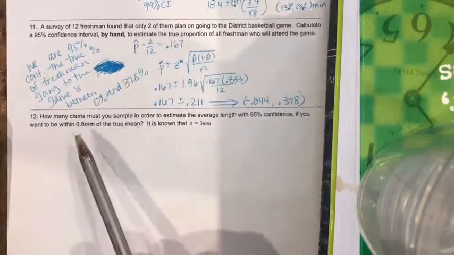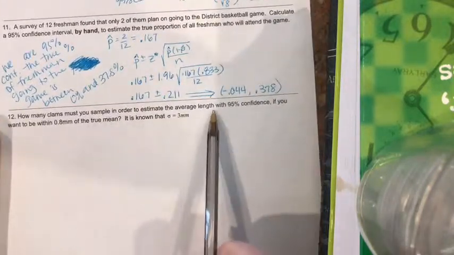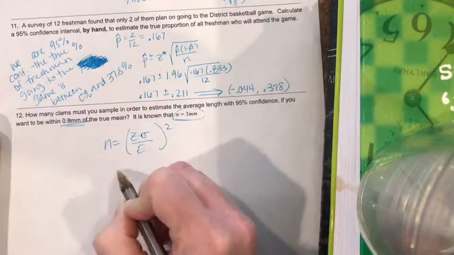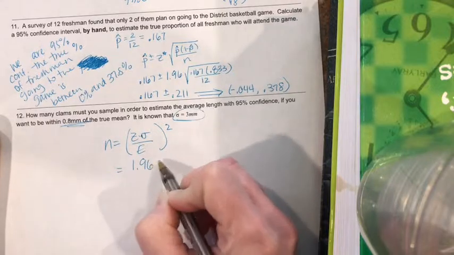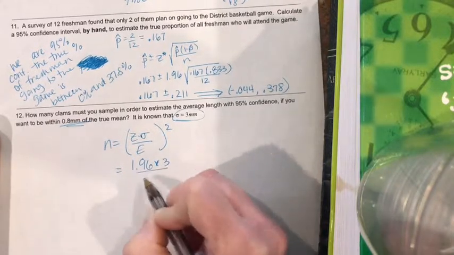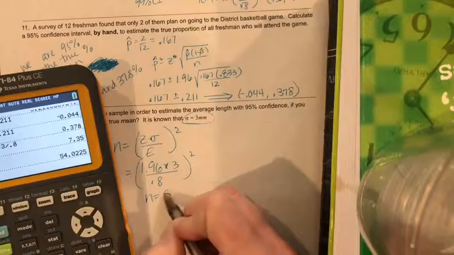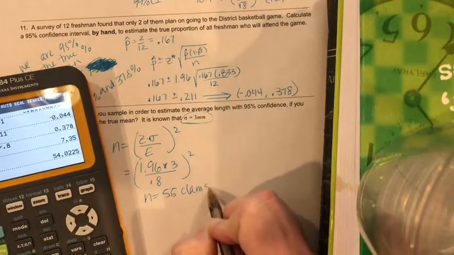And finally, how many clams do you have to sample in order to estimate the average length, 95% confident? E squared. Okay, so 1.96, 3.8, and squared. 5 clams.